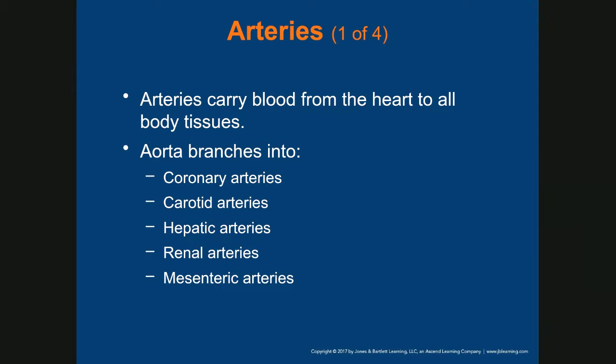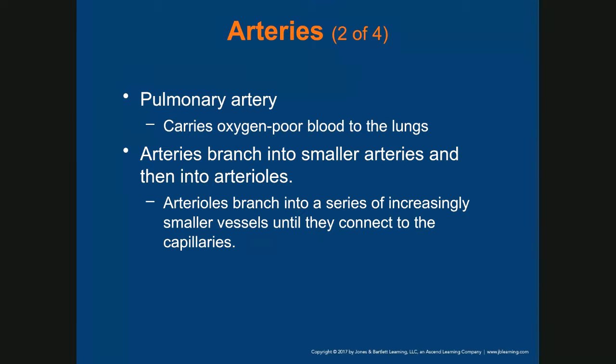The carotid arteries supply the brain. Hepatic arteries supply the liver. Renal arteries supply the kidneys. Mesenteric arteries, the intestines. The pulmonary artery carries oxygen-poor blood to the lungs. Arteries branch into smaller arteries and then into arterioles. Arterioles branch into a series of increasingly smaller vessels until they connect to the capillaries.